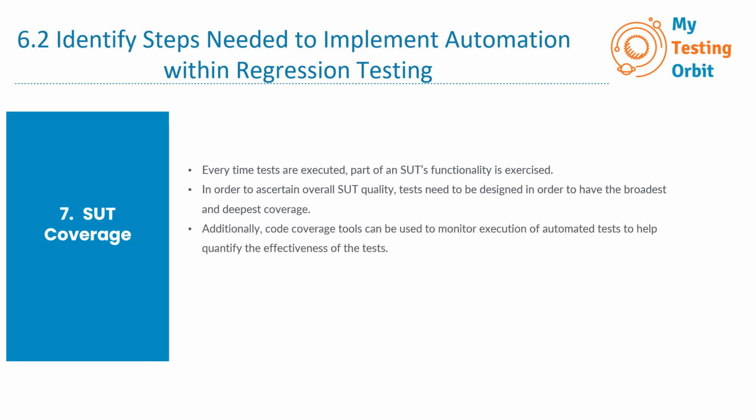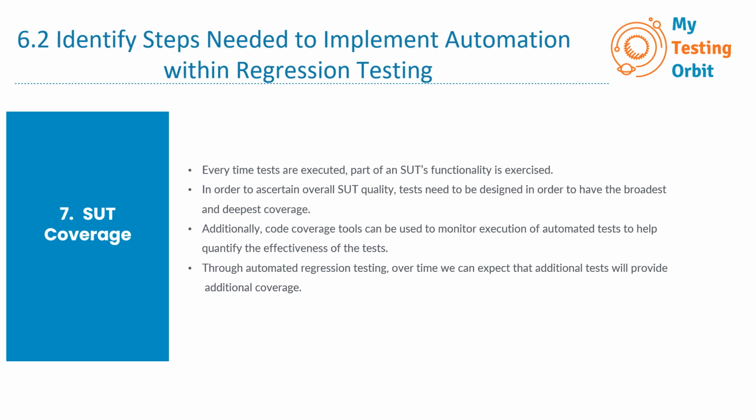Then the third point is that we have tools available that keep an eye on how much of the system is tested by these automated tests. So let's say if you are cooking, it's like having a progress bar while cooking to see how much of the recipe you have covered. Similarly, these tools track how much of the system is tested to determine how effective the tests are.